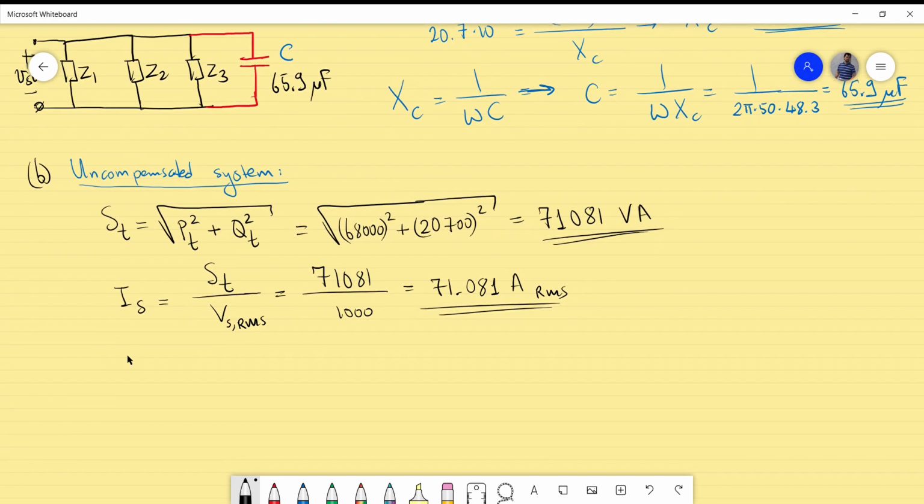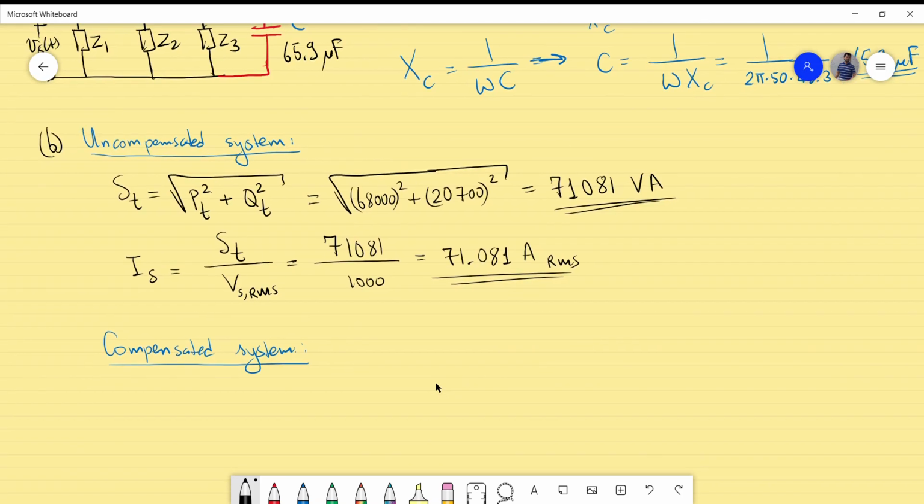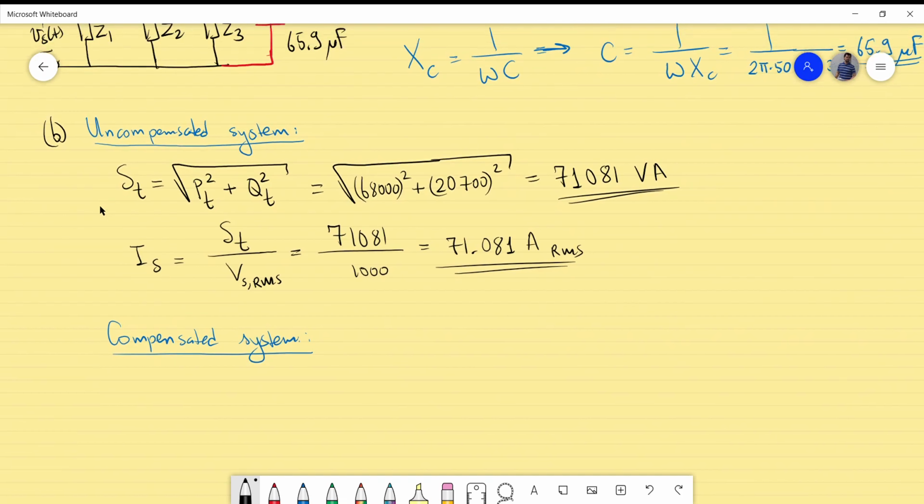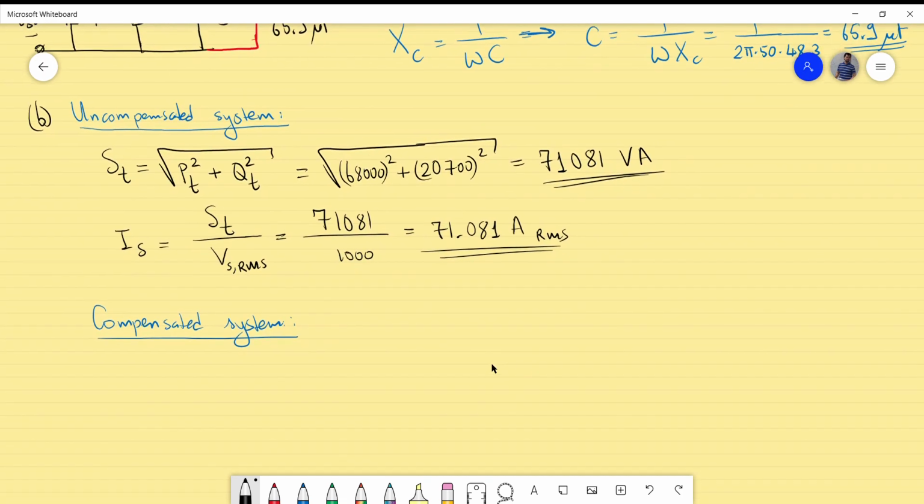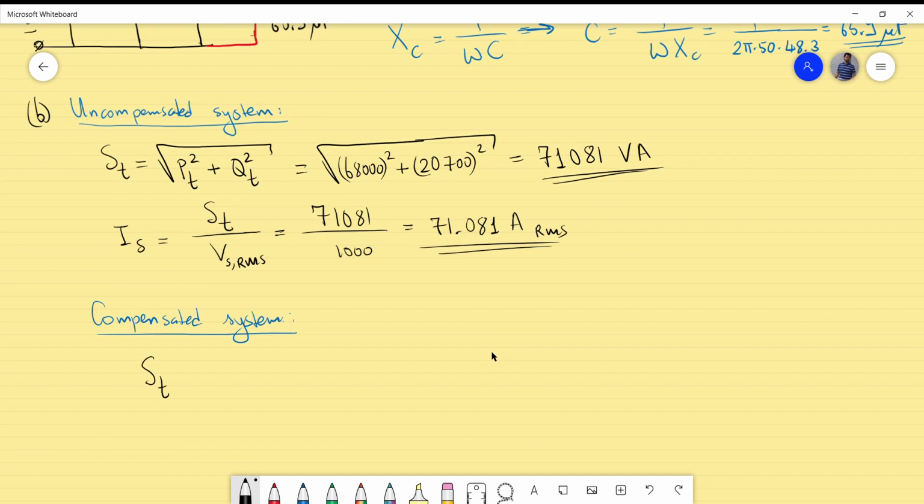Now let's look at the situation with compensation. So the compensated system. Now in the compensated system, that's actually why we compensated, you lose your Q. So actually you only have the real part of the system, which is the required situation, because you want to deliver the total power to the resistive parts of the system. So the S total for the compensated situation, I will make it with a prime, this is a new situation. S total prime will be equal to P total, which is just 68,000 watts. So the Q total is here 0.